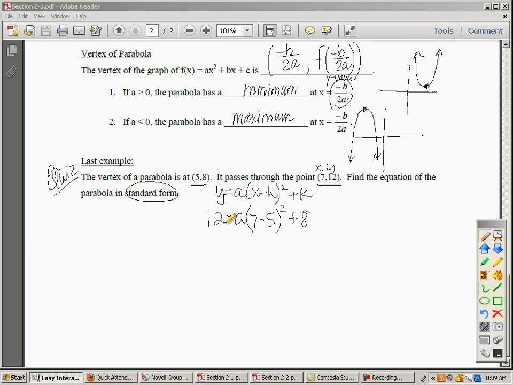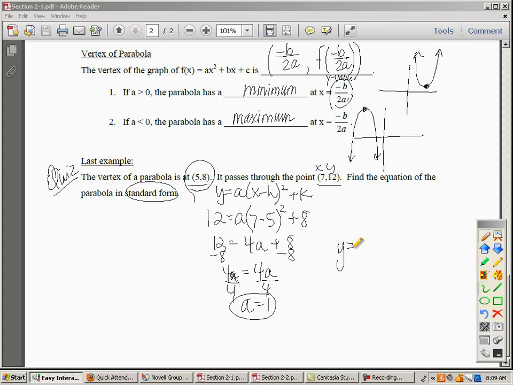Okay, so here we go. 7 minus 5 is 2, and 2 squared makes 4. So this is 4a plus 8 equals 12. When I go through and solve, 4 equals 4a, and I divide both by 4, a then is 1. So I know my a value, and once I know my a value, I'm going to use my a value and my vertex to write my standard equation.